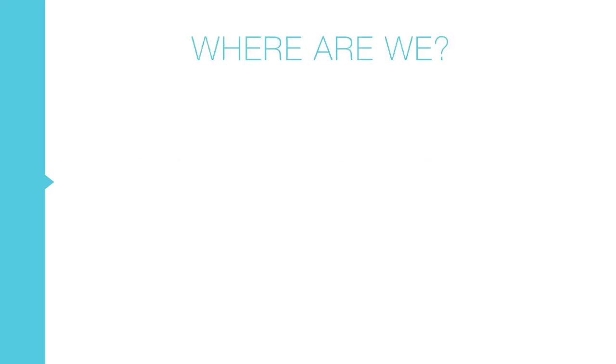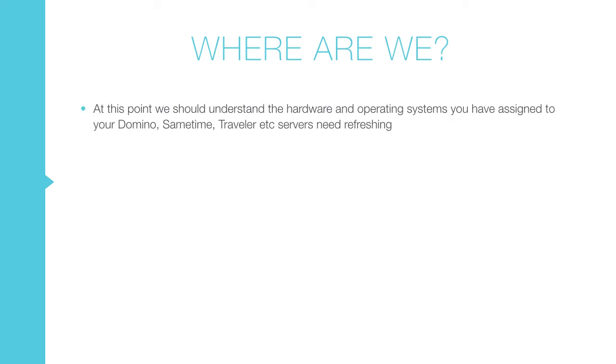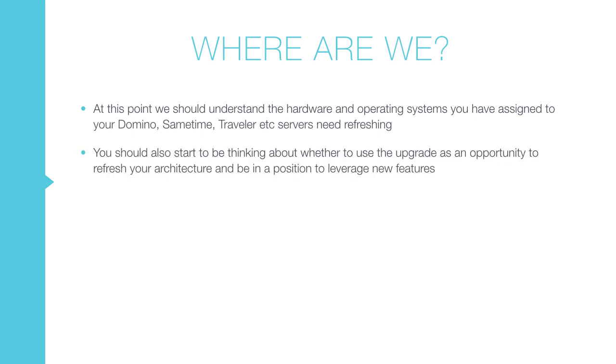So at this point, where are we? I know I raced through that and I've missed out a lot of things. I didn't want to go too deep, or this will be a 2-hour workshop instead of a 15-minute webcast. At this point, we should understand the hardware and operating systems we have assigned to Domino, Sametime and Traveler, and whether the servers need refreshing. Regardless of version 10, how healthy are your servers now? You should also start to be thinking about whether to use the upgrade as an opportunity to refresh your architecture and be in a position to leverage the new features.